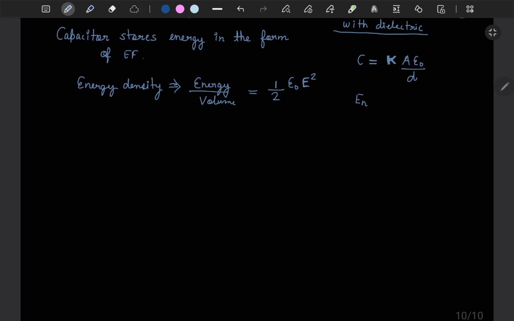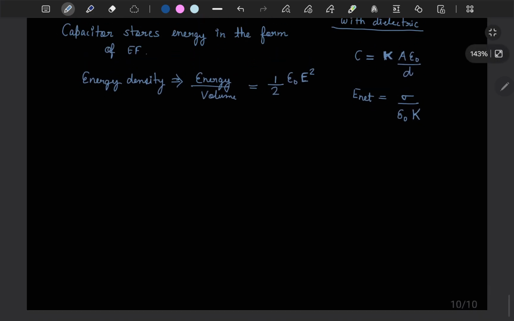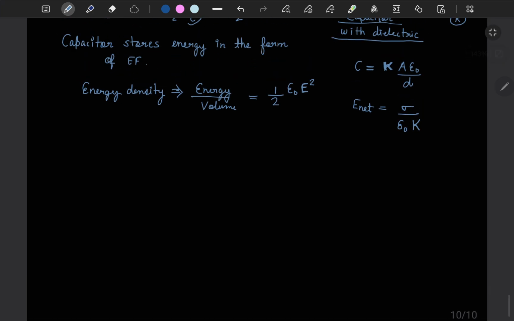Talking about electric field, net electric field, firstly it was sigma by epsilon naught. So electric field will decrease by K times, because F is equal to Q into E. Force was decreasing by K times, so electric field will also decrease by K times.